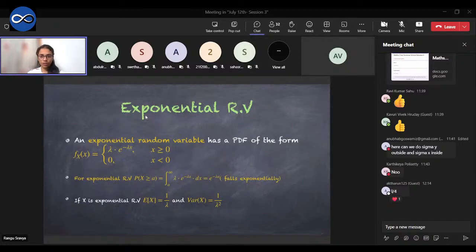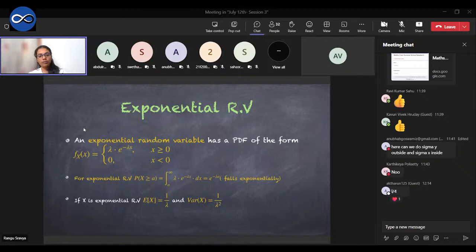Exponential random variable. Now from here we will be discussing continuous distributions. An exponential random variable has a PDF of the form fx of x equal to lambda e power minus lambda x for x greater than or equal to 0 and 0 for x less than 0. So this is how the PDF of an exponential random variable looks.